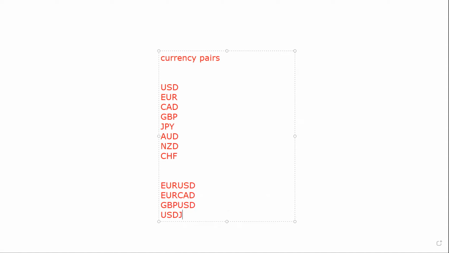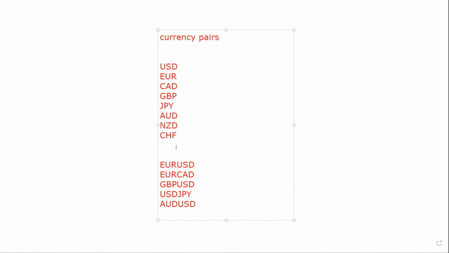Against JPY, you have USD/JPY. The USD against AUD, you have AUD/USD. The USD against NZD, you have NZD/USD. And then against CHF, you have USD/CHF. Okay, so now when you pair each of these currencies against one another, once you do the combination, we arrive at 28 pairs that you can trade.